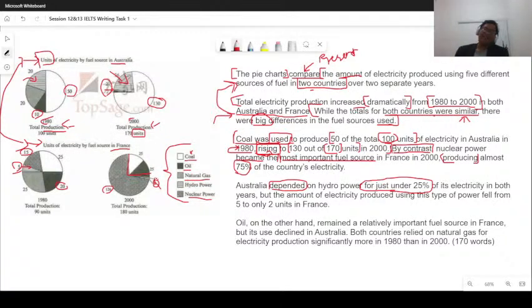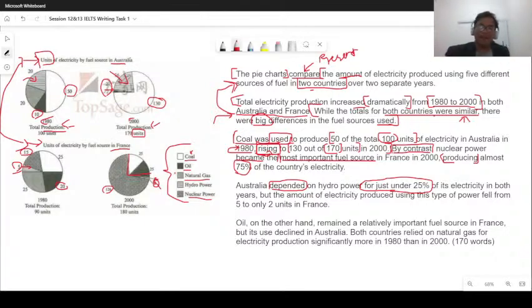So let's rewind a little bit and make sure of that. Right? In the second paragraph, again, the overview focuses on the main highlights, right? The dramatic increase of electricity production consistent for both countries, right? And the differences in the allocation or the portion of each fuel type. Also, the same trend with both countries, right? They both have significant differences in the fuel types in the years 1980 and 2000. So that consistency is shown there in the second paragraph.